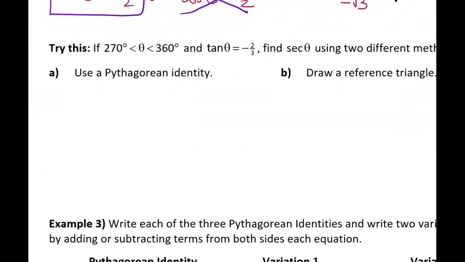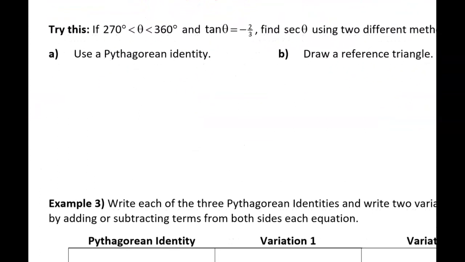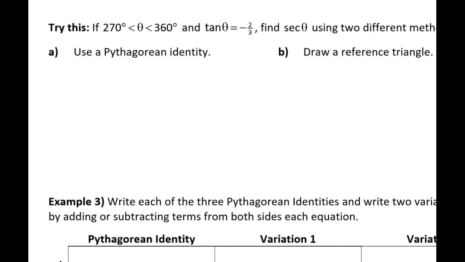All right, try the one below on your own. We're given an angle theta that's between 270 and 360. Tangent of theta is negative 2/3, and we're asked to find secant of theta. Pause the video and try.